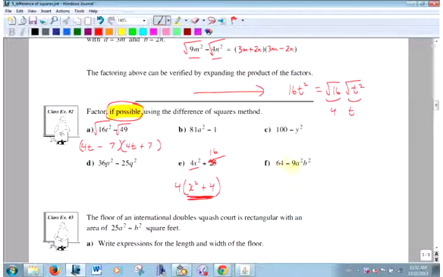All right, let's look at the last one. 64. What's the square root of 64? 8. What's the square root of 9a squared b squared? 3ab times 3ab is 9a squared b squared. Minus, plus. Bob's your uncle.